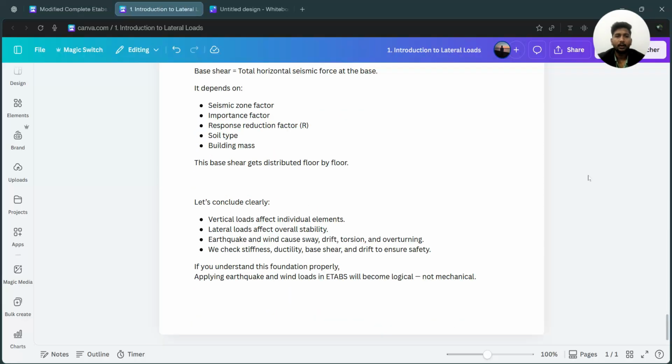Now let's conclude clearly what we have understood. Vertical loads affect the individual element, lateral loads affect the overall stability. Earthquake and wind cause sway, drift, torsion, and overturning. We check the stiffness, ductility, base shear, and drift to ensure stability. If you understand this foundation properly for the earthquake part or these lateral loads, applying earthquake and wind load in ETABS will become logical, not mechanical.